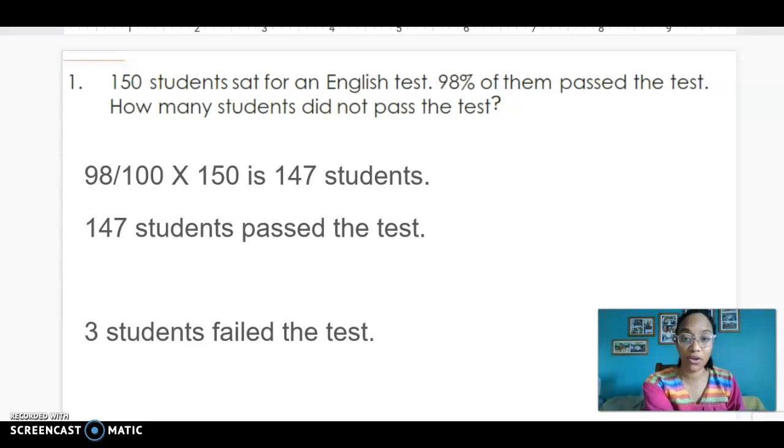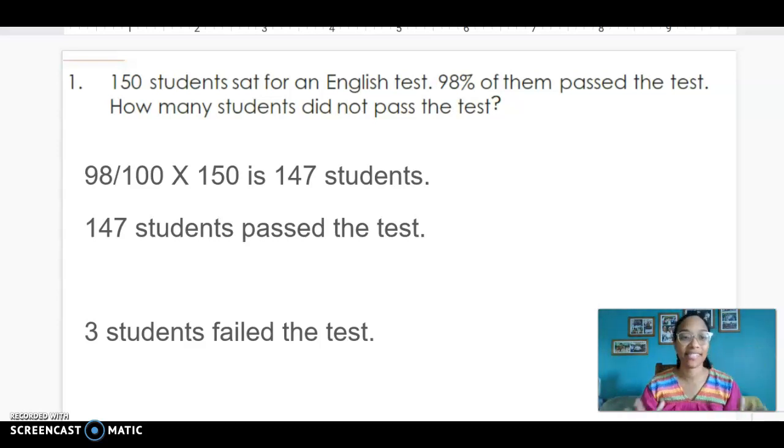Another thing I could have done was find 2% of 150, because that is the percentage of students that failed the test. I know that because 100 minus 98 gives me 2%. So that tiny sliver of students is 2%. Then when I found that, I would figure out that 3 students failed the test.